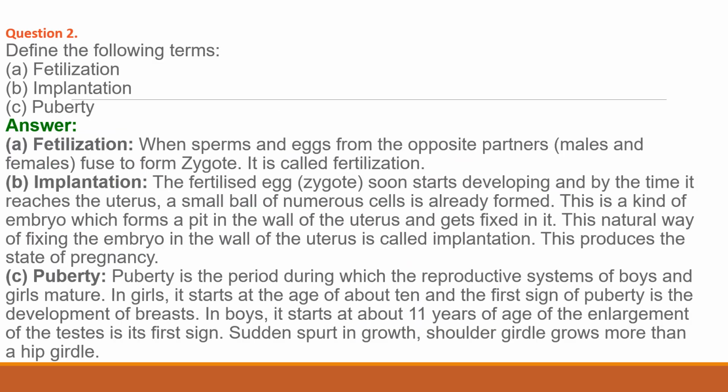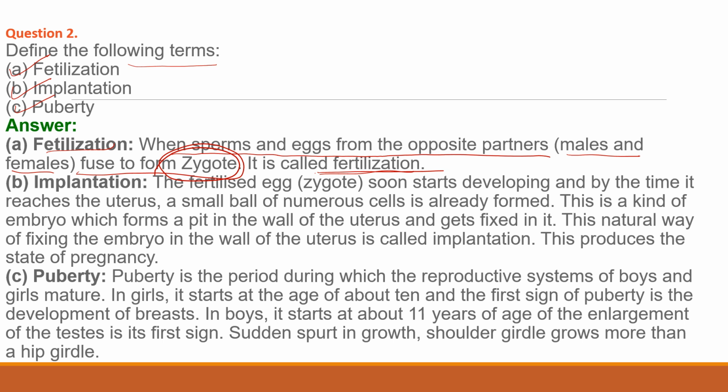Now next comes: define the following terms. First is fertilization, then implantation, then puberty. Okay. So what is fertilization? Fertilization is when sperms and eggs from the opposite partners, that is male and female, fuse to form the zygote. This process is called fertilization. It is the definition of fertilization.